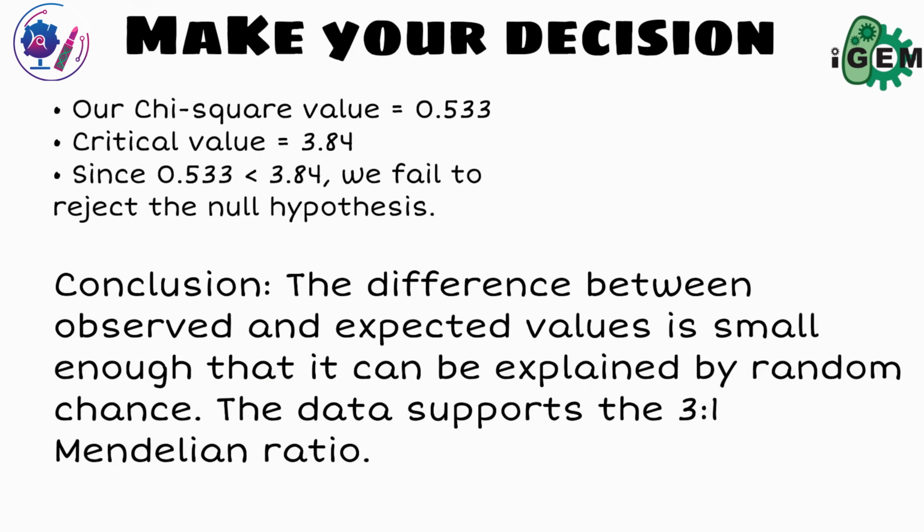The last step, we need to make our decision. Our chi-square value equals 0.533, and the critical value equals 3.84. Since our chi-square value is less than our critical value, we fail to reject the null hypothesis. So, conclusion: the difference between observed and expected values is small enough that it can be explained by random chance. The data supports the 3-to-1 Mendelian ratio.